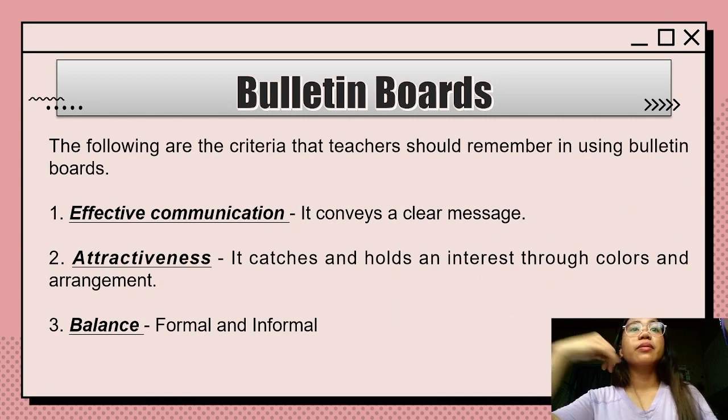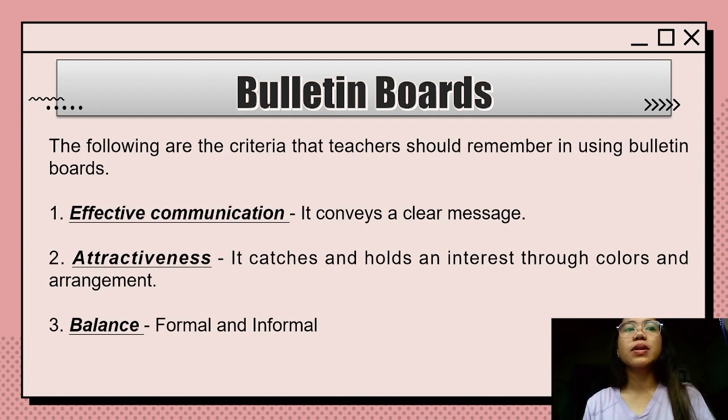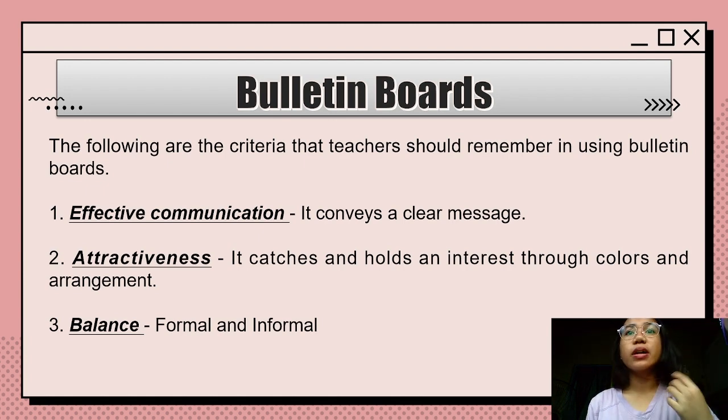Now, following are the criteria that teachers should remember in using bulletin boards. So, first is effective communication. Pag sinabi natin effective communication, it is the effective exchange of information between two or more people. So it is important for teachers to remember certain criteria when using words to ensure messages are properly communicated. For example: keep it simple, use visuals, be clear and concise, keep it updated, and make it accessible. So those are some examples of effective communication, which is a criteria of the report. So it conveys a clear message.